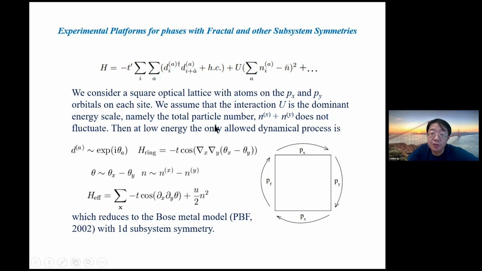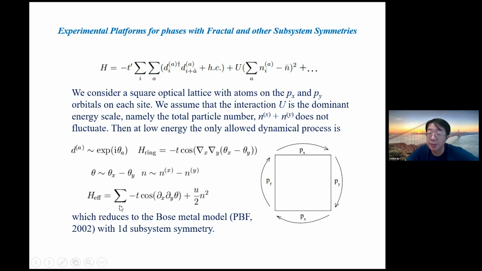Okay, so the low energy effective model for this system having one-dimensional subsystem symmetry is actually no surprise at all, because the px orbital indeed prefers to hop along the x direction, and the py orbital indeed prefers to hop along the y direction. So what we did is just to mix them up using some interaction to guarantee that the hopping is mixed up. The px orbital hopping is coordinated with the py orbital hopping, and eventually this two orbital problem reduces to a one orbital problem with subsystem symmetry.